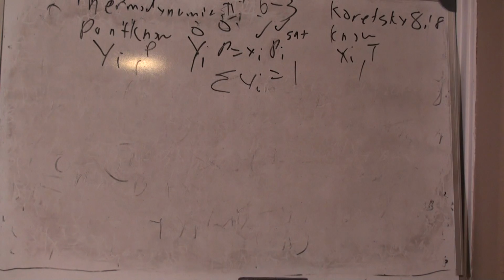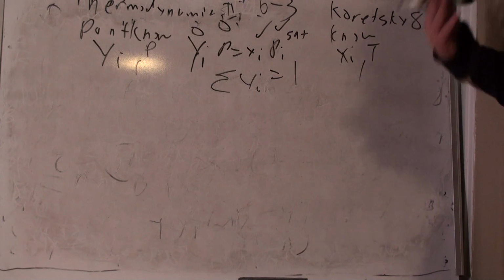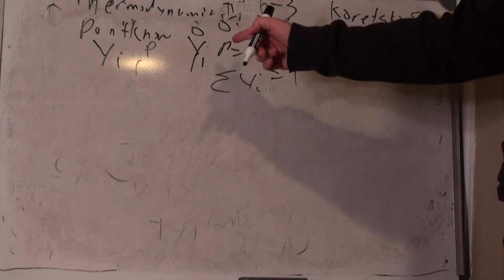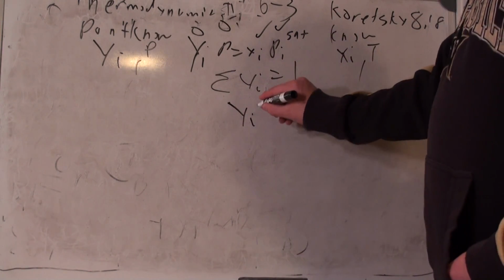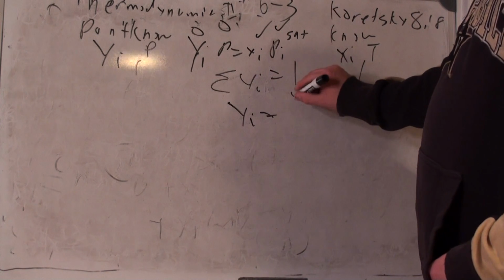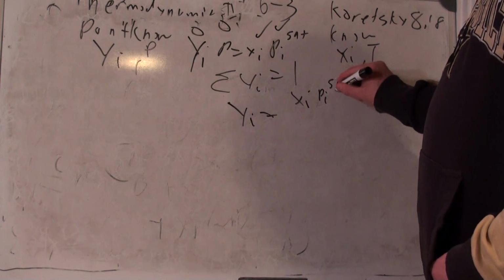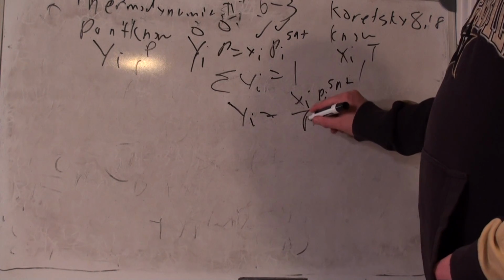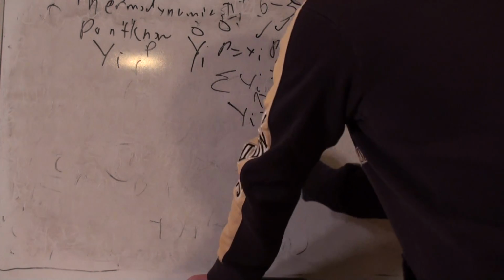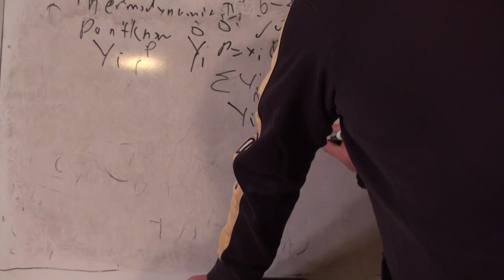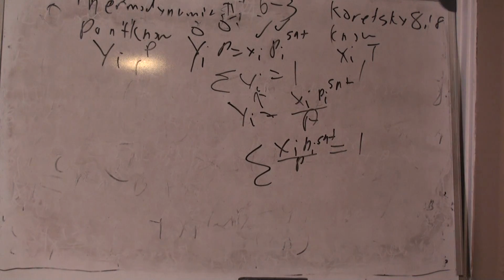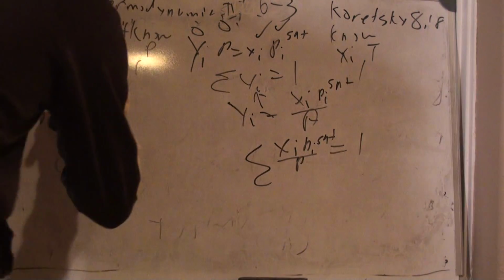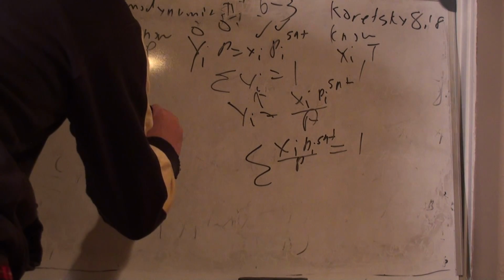Now, I can't really solve for y1 or y2 or y3 or whatever. Here, I can generically solve for yi and plug it in here generically. So yi generically, because they all have this form, is xi Pi sat over P. And I can plug that in here and get the summation of xi Pi sat over P is equal to 1. And then, of course, I can rearrange that, and I get that P is equal to the summation of xi Pi sat.